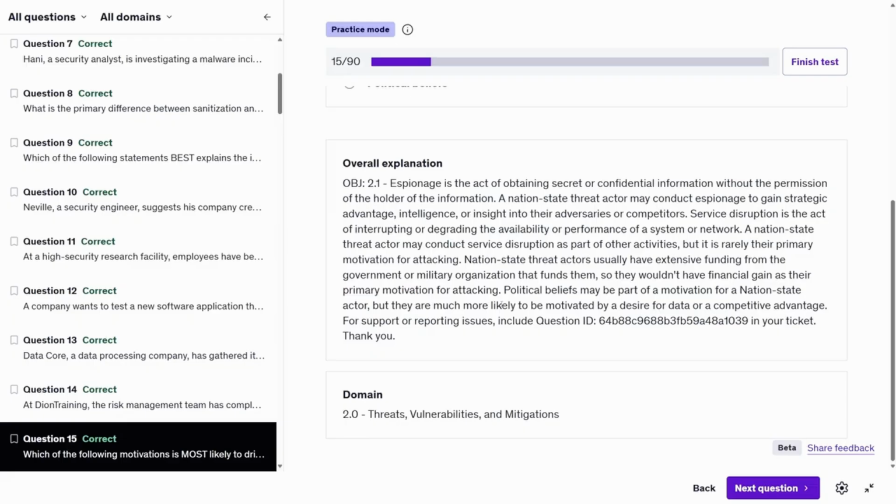Service disruption is the act of interrupting or degrading the availability or performance of a system or network. A nation-state threat actor may conduct service disruption as part of other activities, but it is rarely their primary motivation for attacking. Nation-state threat actors usually have extensive funding from their government or military organization that funds them, so they wouldn't have financial gain as their primary motivation for attacking. Political beliefs may be a part of motivation for a nation-state actor, but they are much more likely to be motivated by a desire for data or competitive advantage.